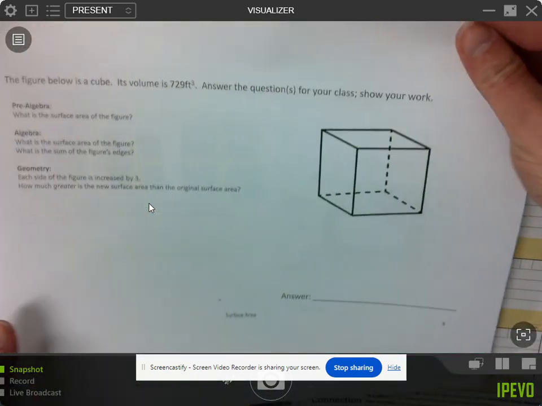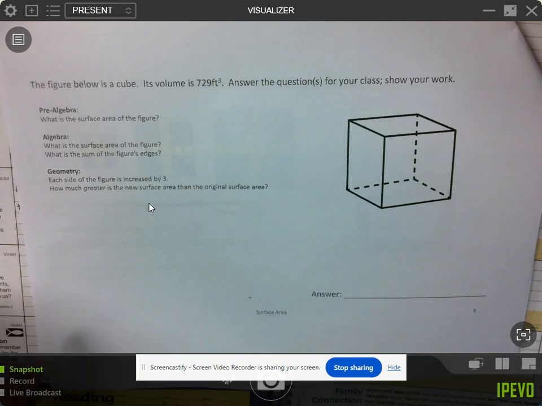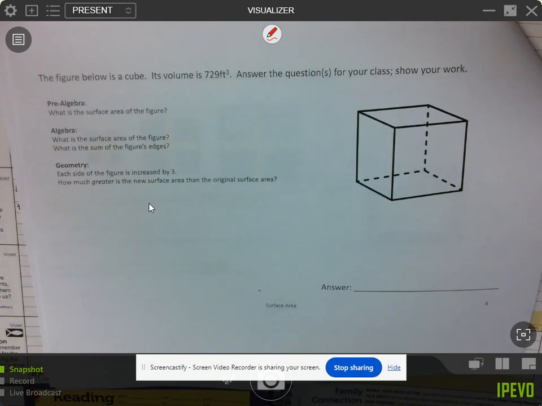Our next page, we have a cube that has a volume of 729. Who remembers what the formula is for the volume of a cube? Adeza? Yeah, length times width times height. There, we'll do that. It's a cube.